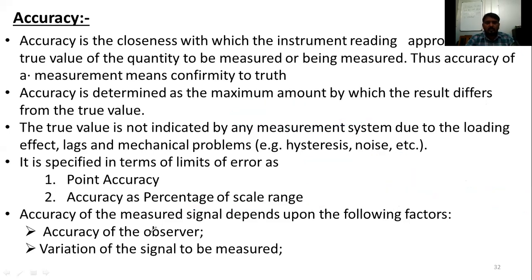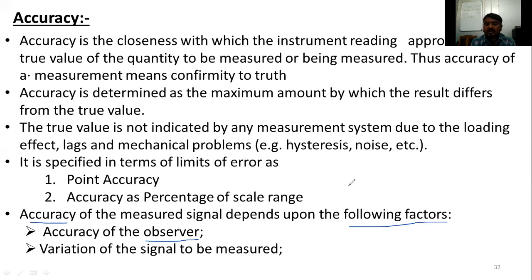Accuracy of the measured signal depends upon the following factors. Two factors are there. One is the observer. While doing the measurement, while observing, if I make any mistake, instead of reading 08, if I read 03, then it is a mistake only. It will not give the error. Exactly what value it is going to display, that one we have to read.